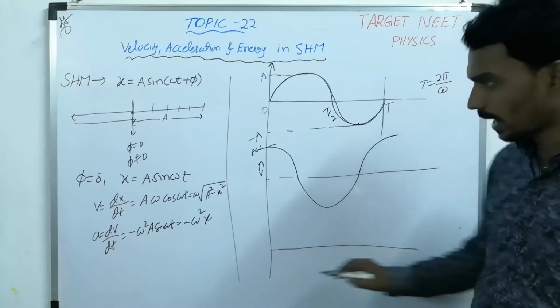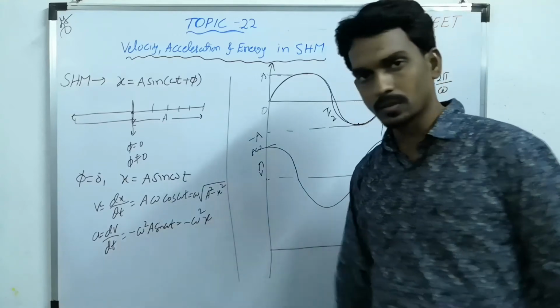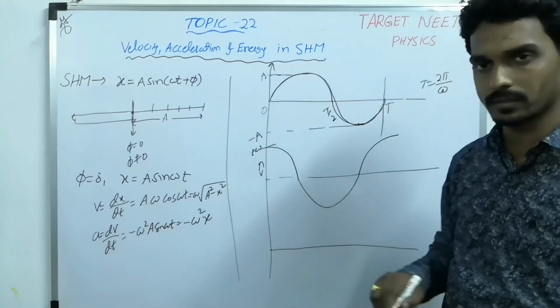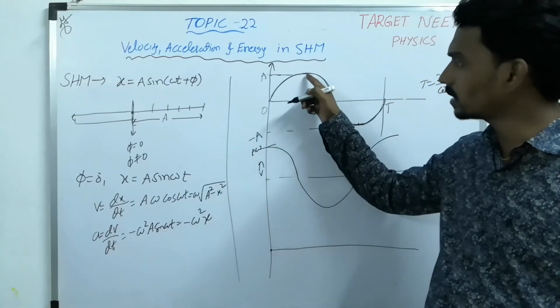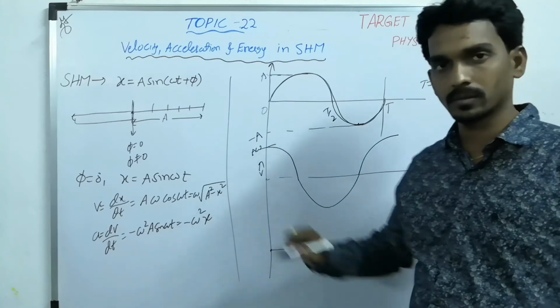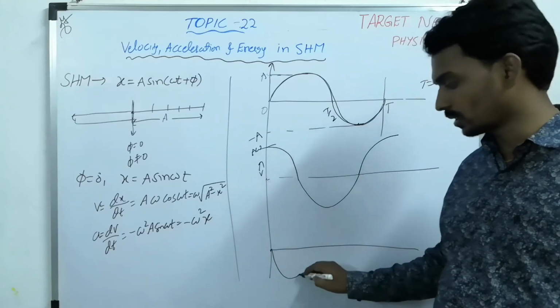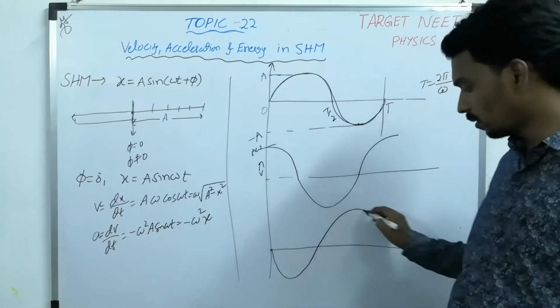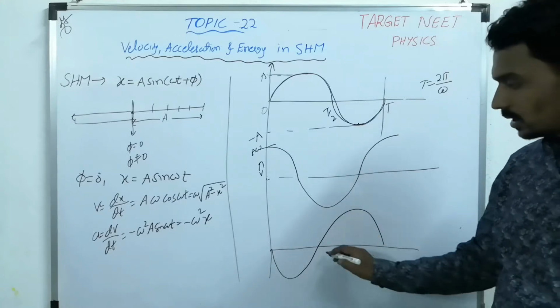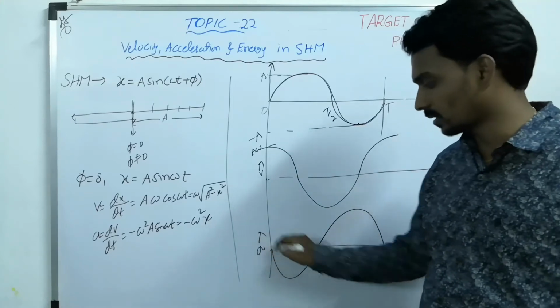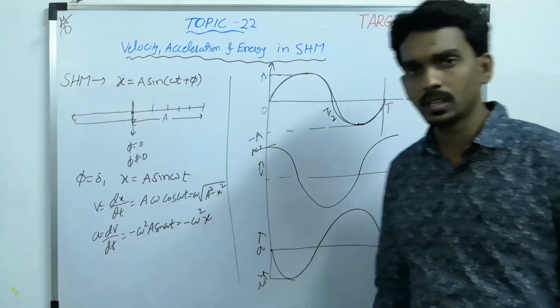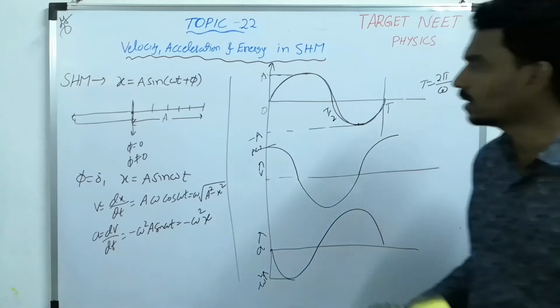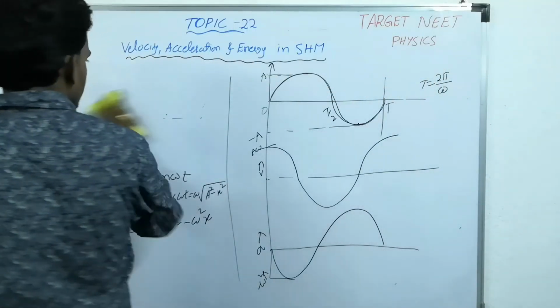Similarly, if you consider the acceleration, minus omega square x, you can understand from this graph. When x is 0, a is also 0. But when x is positive, a is negative. So first it will go this way, then it will go this way. This is the variation of acceleration, and this value is how much? Minus omega square A.